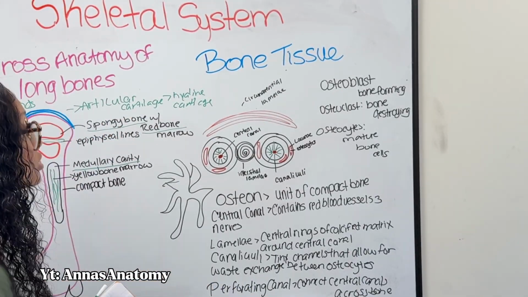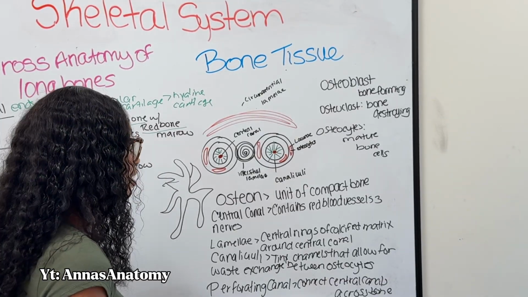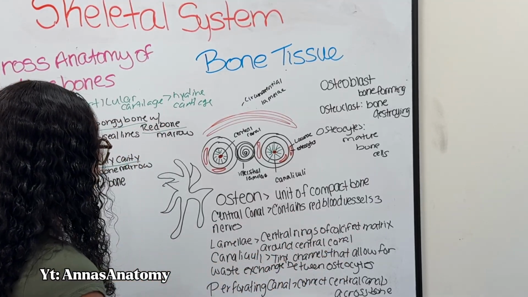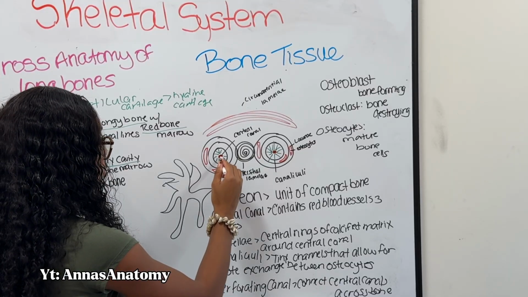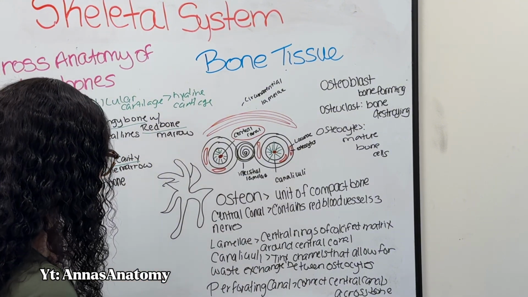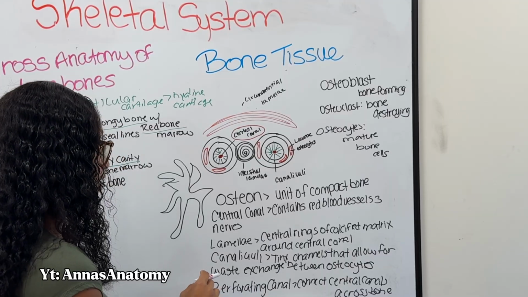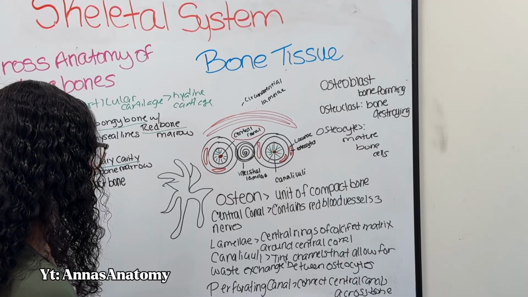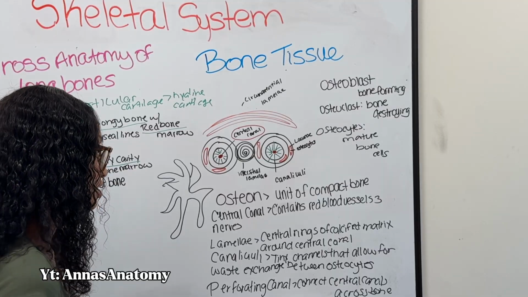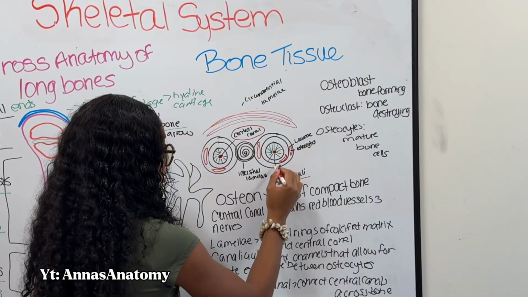Okay, so now we're moving over to bone tissue. This is what the bone tissue looks like. Osteons are a unit of compact bone. It contains a central canal, which contains blood vessels and nerves. So the central canal is right in the middle here. It also has canaliculi, around the central canal, which are channels that allow for waste exchange between osteocytes. So it allows for waste to be exchanged, and that's the canaliculi, the green.